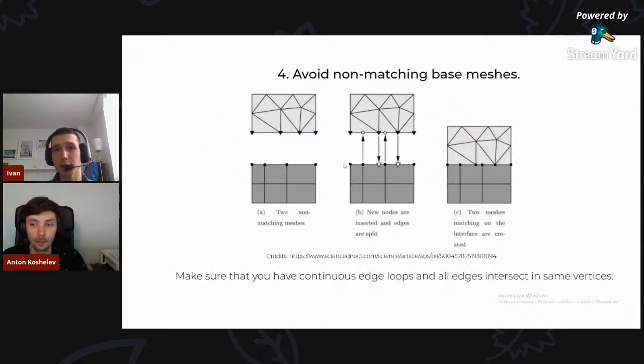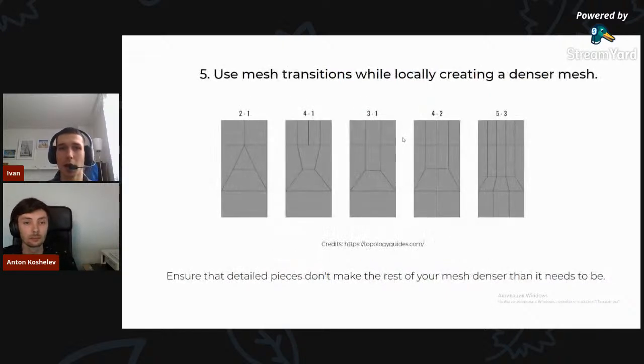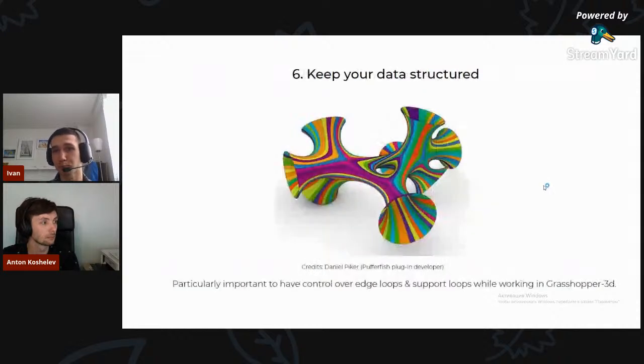Avoid the non-matching points, which you can see here, for example. Try to make them matching, and try to create points if necessary in the places where they are needed. Like you can see here, this is basically a diagram of how to use transitions to locally create a denser mesh. If you check the website topologyguides.com, you will find this article and a lot of information about polygonal modeling. So I highly recommend it.